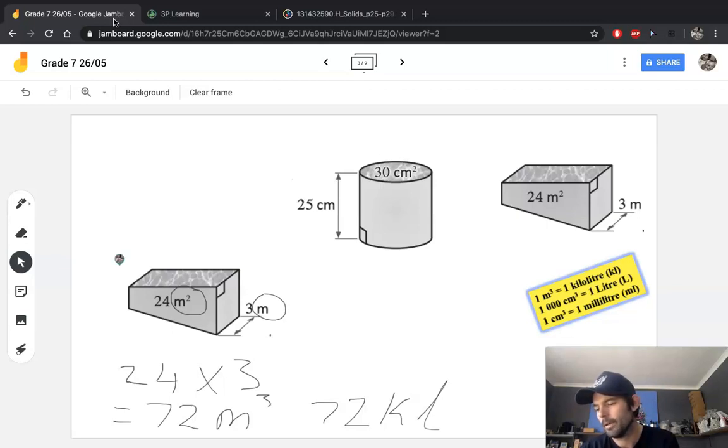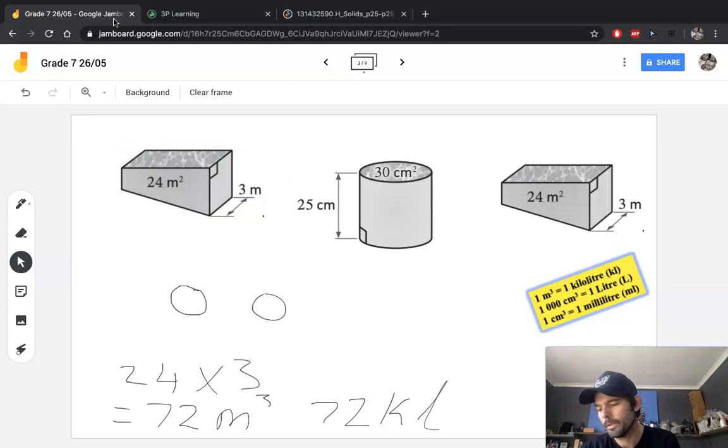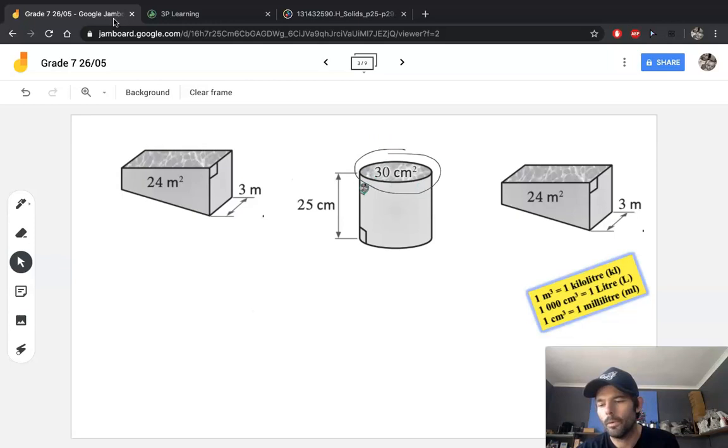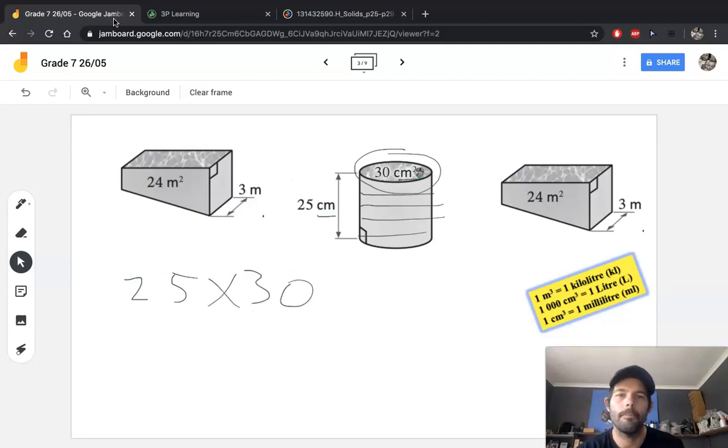Let's put that back. The second shape is a cylinder, and we've worked out how to work out the capacity or volume of a cylinder. So if the top face is 30 centimeters squared, that's going to repeat itself all the way down the shape for 25 centimeters. So my volume there is going to be 25 times 30. And again, notice that they're both in centimeters this time.